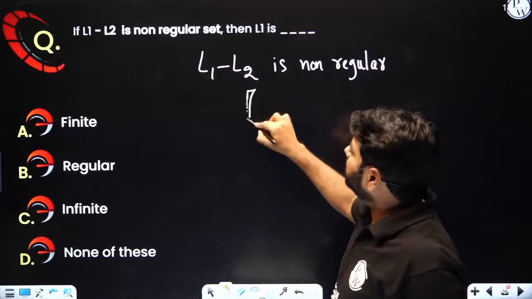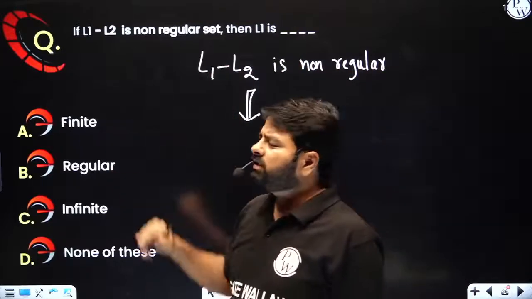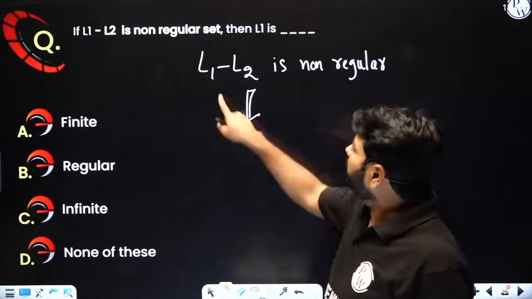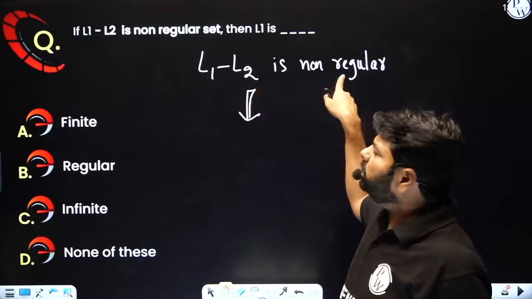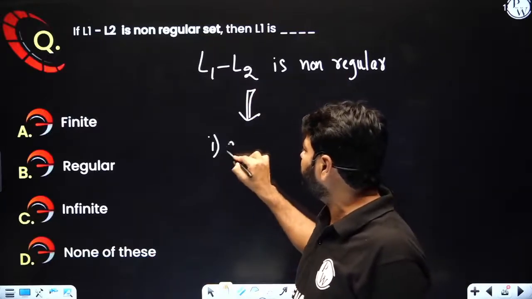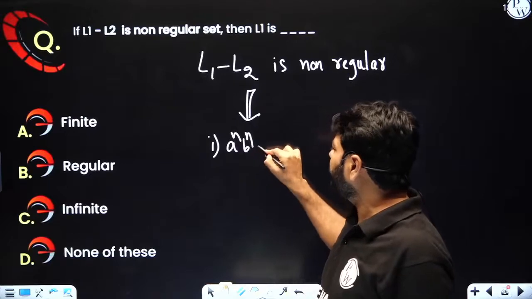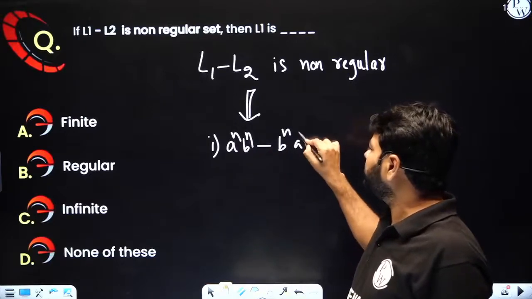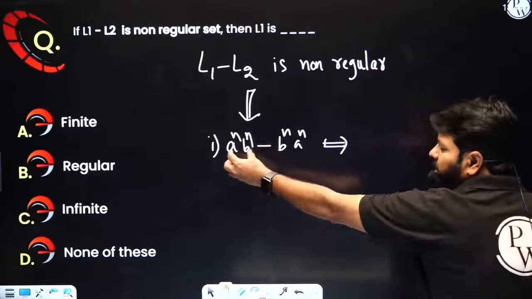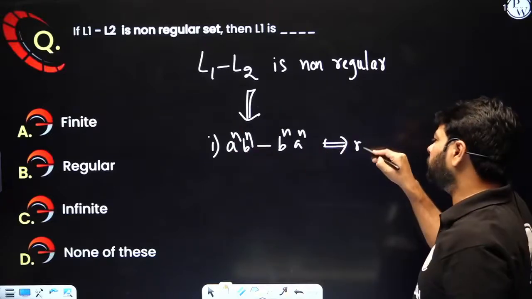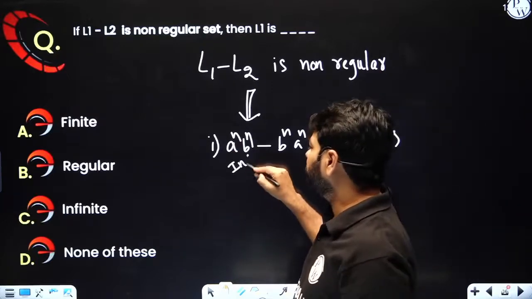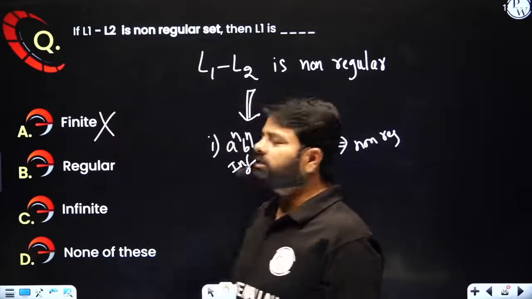Now your focus is on L1. Is it possible for L1 to be infinite, so that I can eliminate this option? Infinite minus L2, will you get non-regular? Yes, obviously, I've just given an example already: a power n b power n minus b power n a power n. So definitely you will get non-regular only. Same thing, with n greater than or equal to 1. So that is non-regular. I just took infinite to give a counter example for option A.